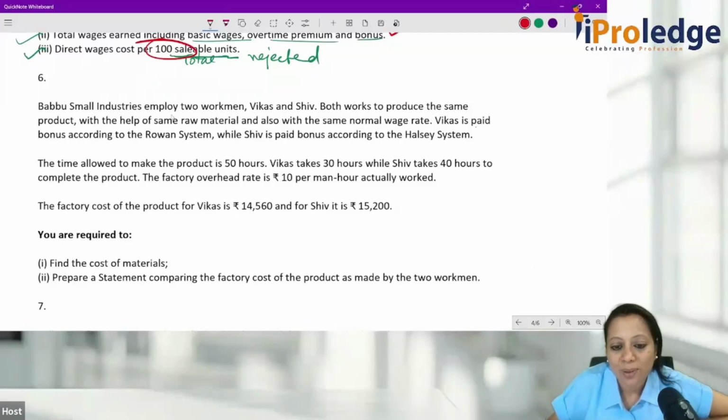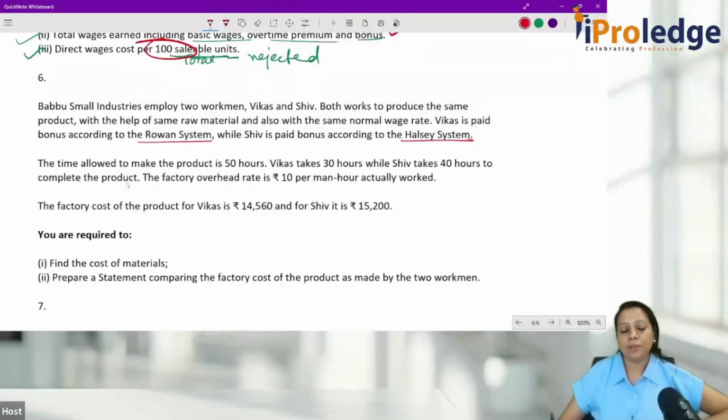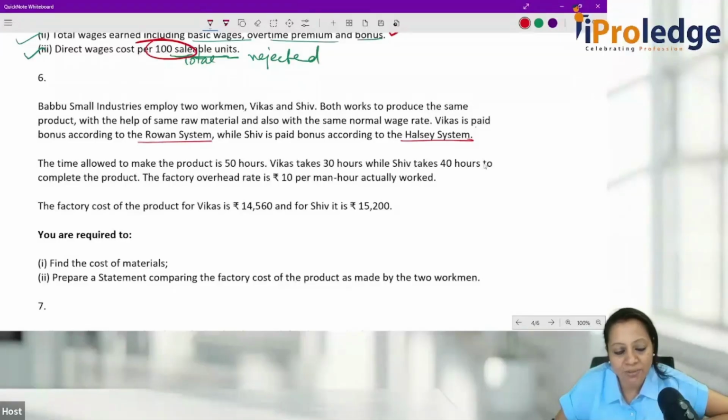So now, a firm employs two workmen, Vikas and Shiv, both workers producing the same product with the help of the same raw material with the normal wage rate. Vikas is to be paid bonus according to the Rowan system, whereas Shiv is to be paid according to the Halsey system. First of all, Rowan and Halsey are child's play, we all know that. The time allowed to make the product is 50 hours. Vikas takes 30 hours while Shiv takes 40 hours to complete the product. So time allowed is 50, time taken is 30 and 40, which means time saved is there.